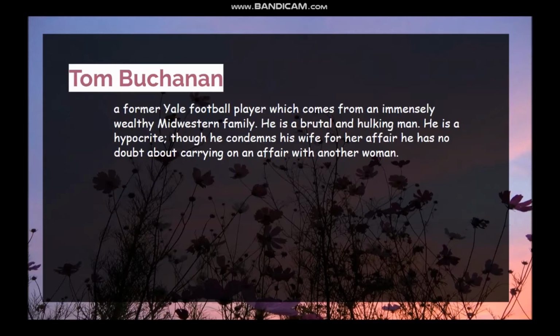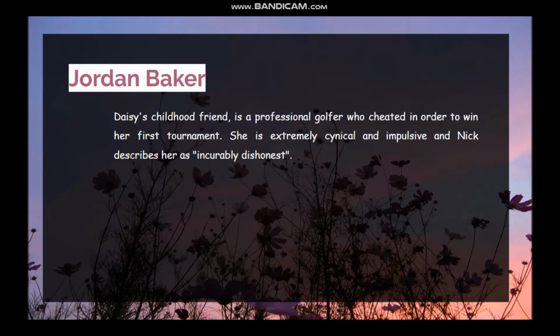Tom Buchanan is a former Yale football player who comes from an immensely wealthy Midwestern family. He is a brutal and hulking man. He is a hypocrite. Though he condemns his wife for her affair, he has no doubt about carrying on an affair with another woman. Jordan Baker is Daisy's childhood friend.